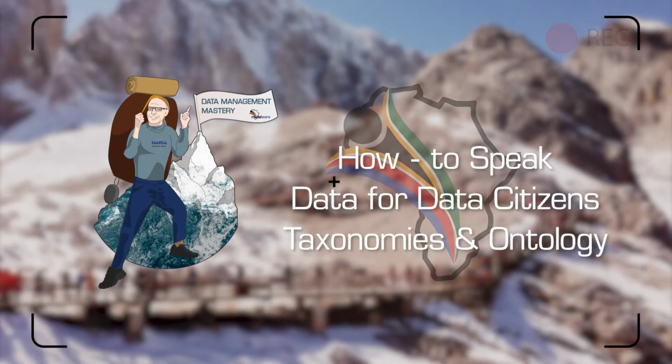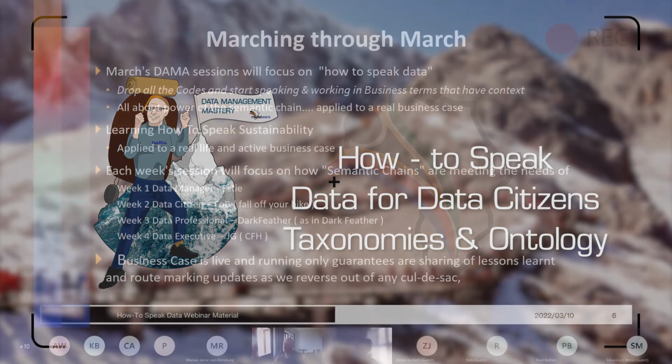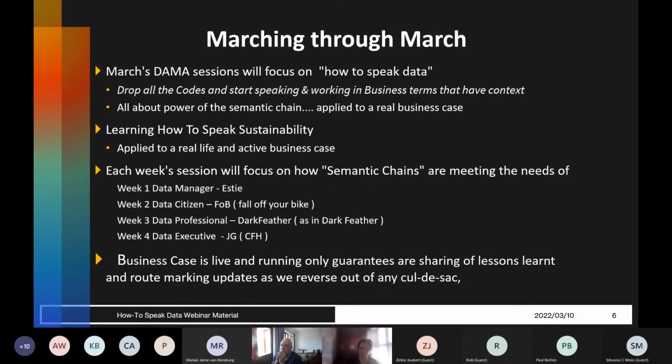Last week we covered data manager. I covered this week. We'll be covering data citizen as well. And what we do want to say is that this business case is live and running. So we can guarantee we have lots of lessons, and we would really appreciate a lot of input and comments from your side as well.